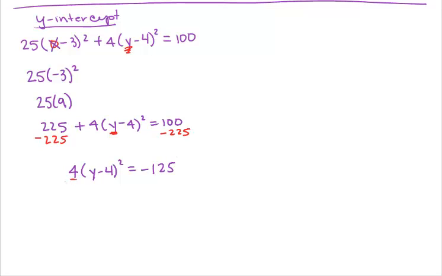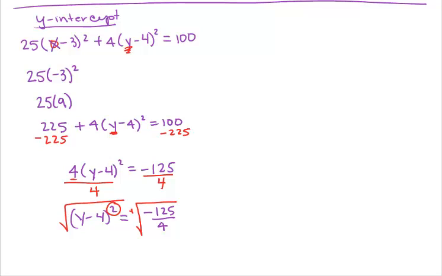I need to get rid of this 4 by dividing by 4 on both sides of my equation. Gives me y minus 4 squared equals negative 125 over 4. To get rid of my square, I need to square root both sides. And whenever you force in a square root, you also force in a plus or minus. On the left, my square and my square root cancel out, leaving me with y minus 4. On the right, I have plus or minus, square root each of those individually.